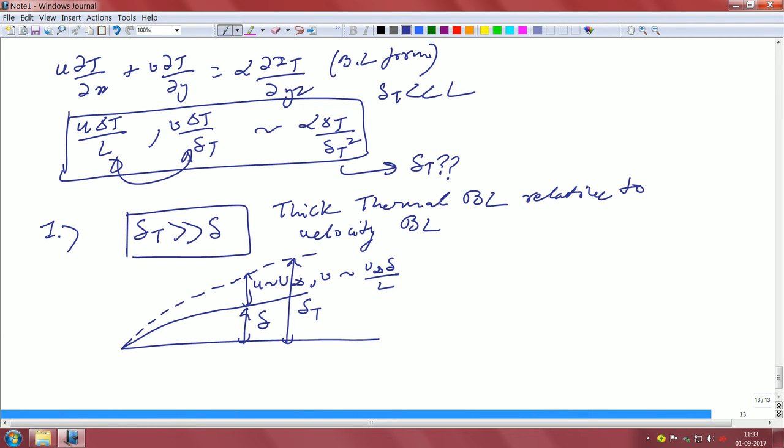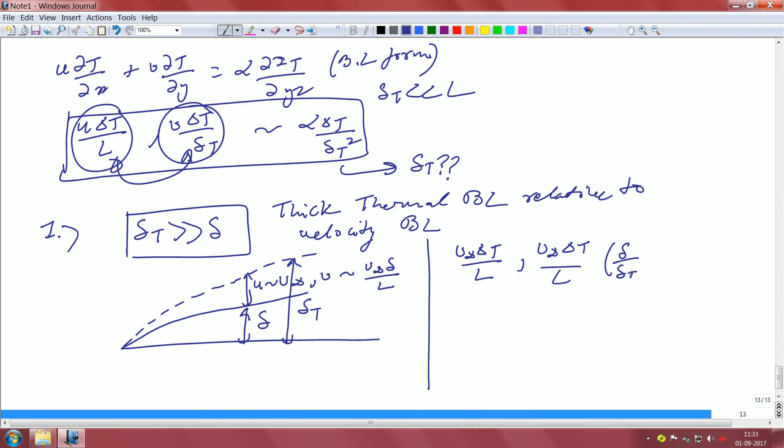Okay. Now, in this particular configuration, if we write it in this expression, what you will get is u infinity into delta t by L, that is the first term. The second term will be u infinity into delta t by L, into delta by delta t, which is proportional to alpha delta t by delta t square.